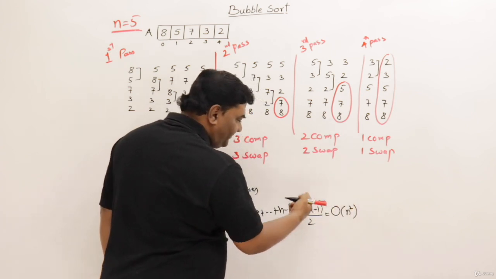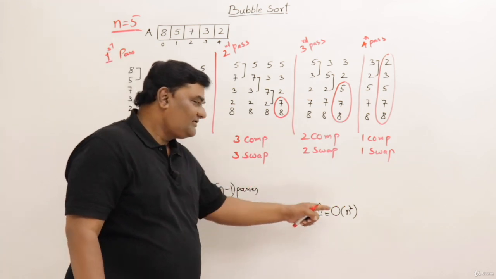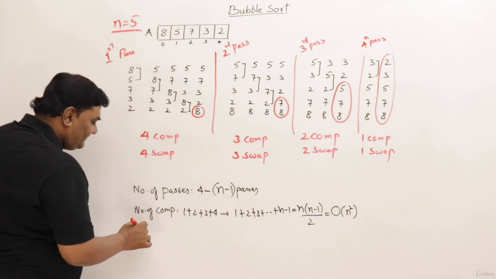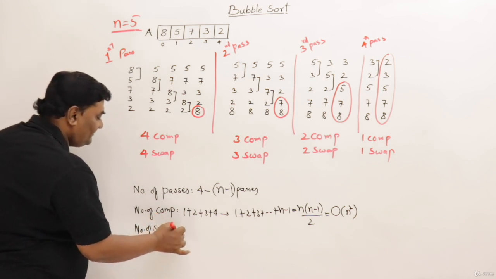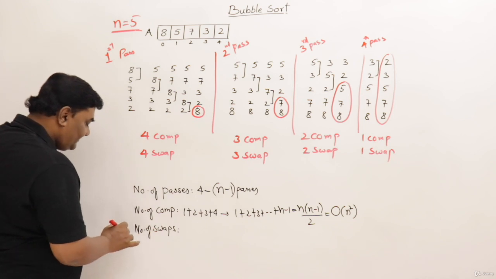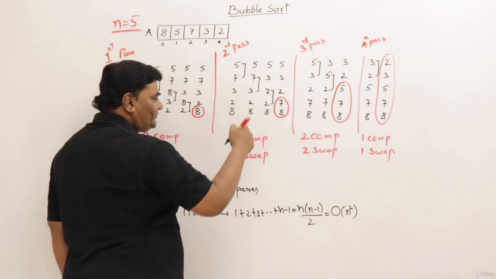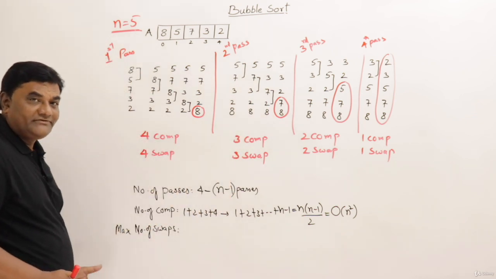See, this I got as a formula. The formula is a polynomial. What is the degree of the polynomial? N square. So I wrote it as order of n square. Then next is the number of swaps. How many swaps are performed? See, actually this is the maximum number of swaps, right? Here you can observe that there were only 2 swaps, but I wrote 3. So 3 were possible. So I am writing maximum number of swaps.